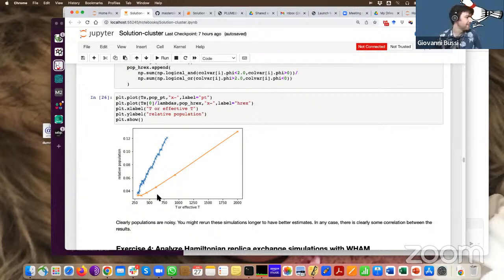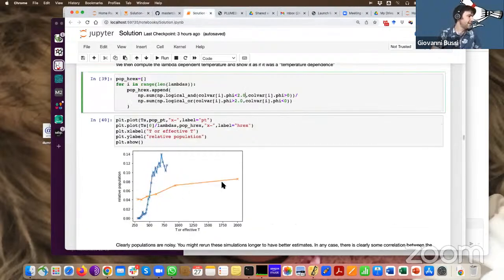Questions, comments? Did you manage to obtain something similar to this at least? One of the questions was exactly to compute these populations. Did you obtain numbers comparable to these ones?